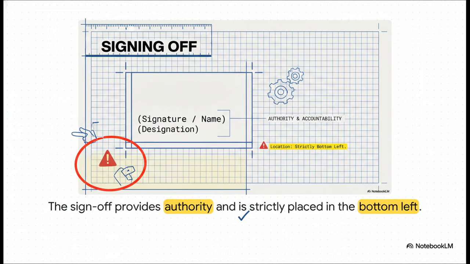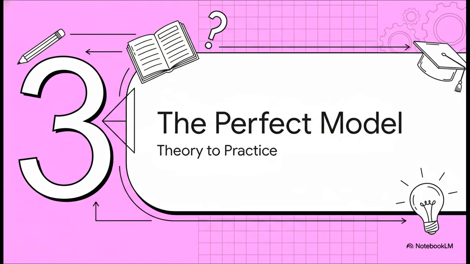And finally, we have the sign-off. This is what gives your notice its authority. It tells everyone who's responsible for the information. It's just 2 things, your signature or name, and right below that, your designation, like class leader or head boy. And pay attention to this. Its location is strictly bottom left. No exceptions, no excuses.